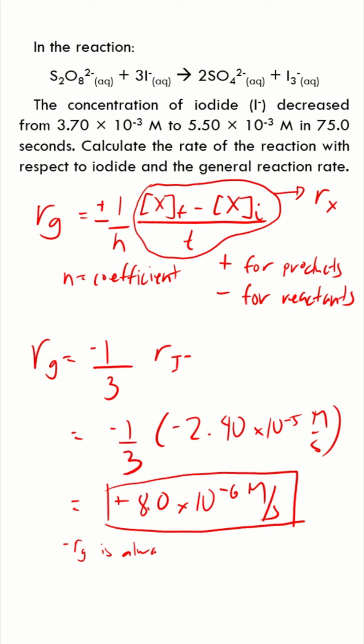The general reaction rate is always positive and can be used to calculate and relate the different specific reaction rates from the chemical species in a particular reaction.